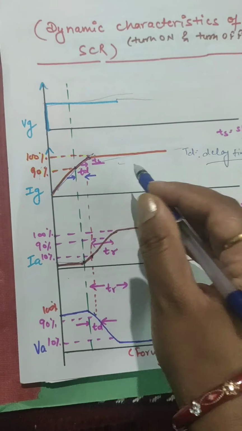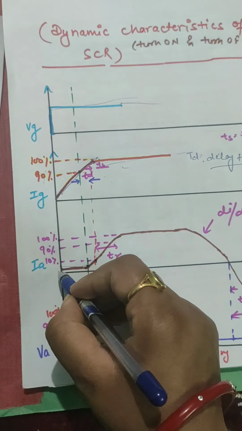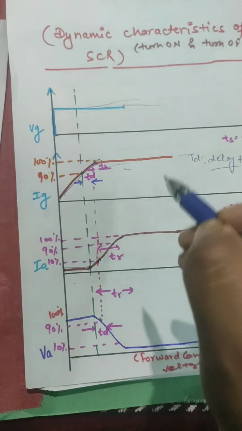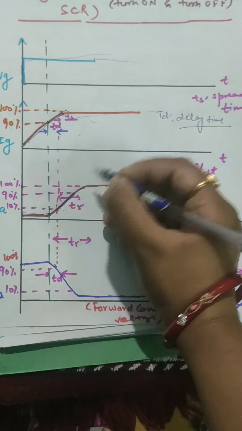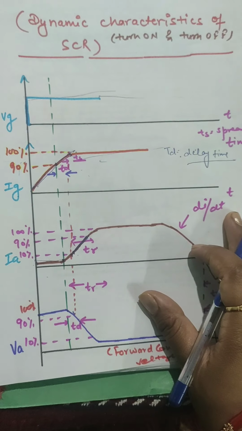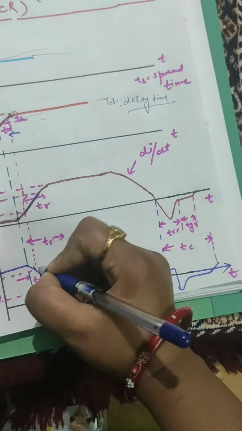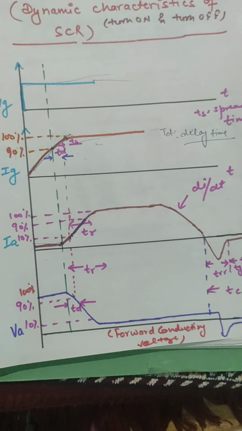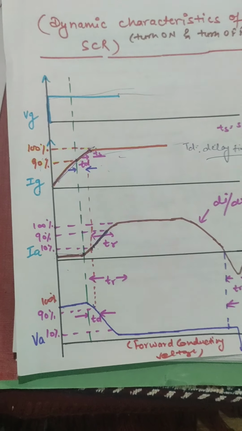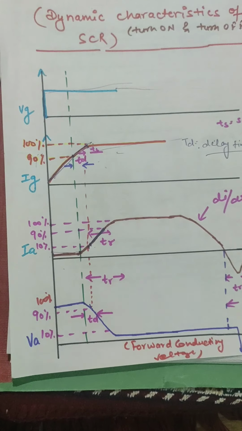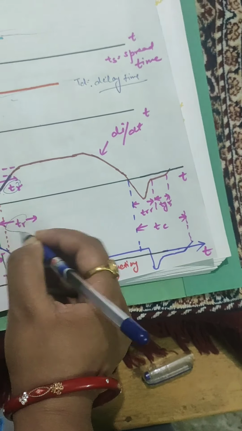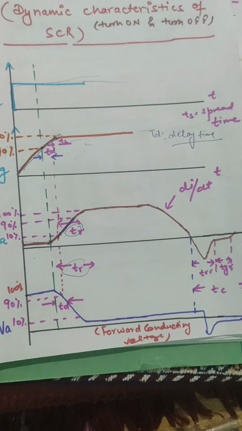After this, when it is stable, anode current reaches 10 to 90%, and anode voltage reaches 90 to 10%. Okay, anode current reaches 10 to 90%, then at this time anode voltage reaches 90 to 10%. That is called rise time, TR. This is called rise time.